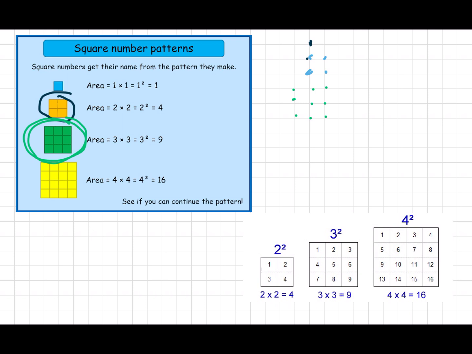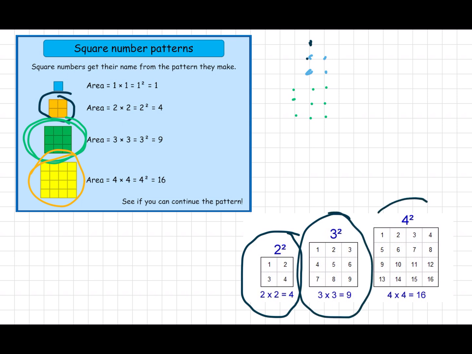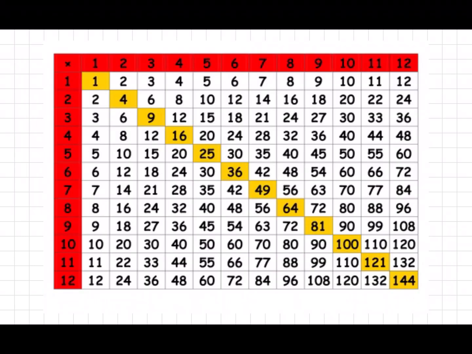So you get 3 times 3, but it continues to make this square. So 4 times 4 you can see. And down here in the bottom, what it's actually done for us is shown us those numbers. So it's filled in the gaps in the spaces. So you can see 2 squared is 4, 3 squared is 9, 4 squared is 16.